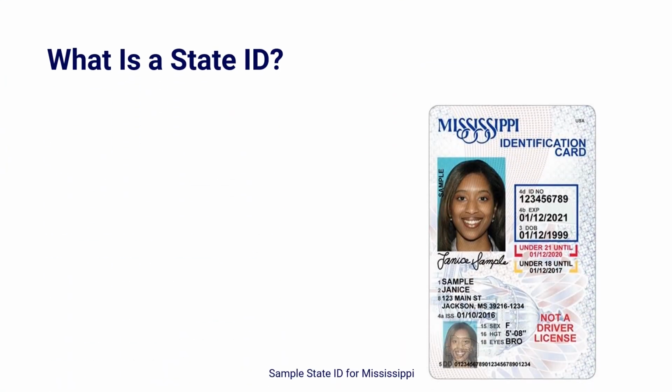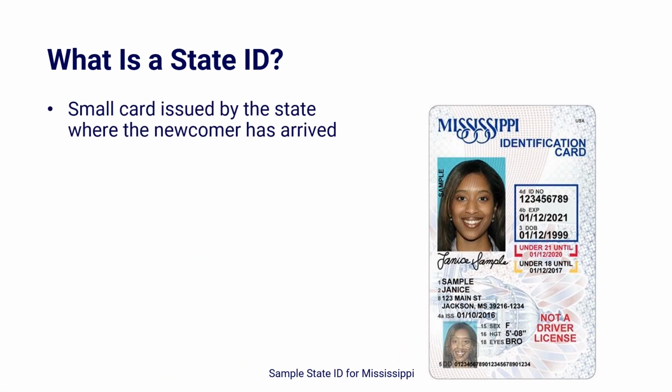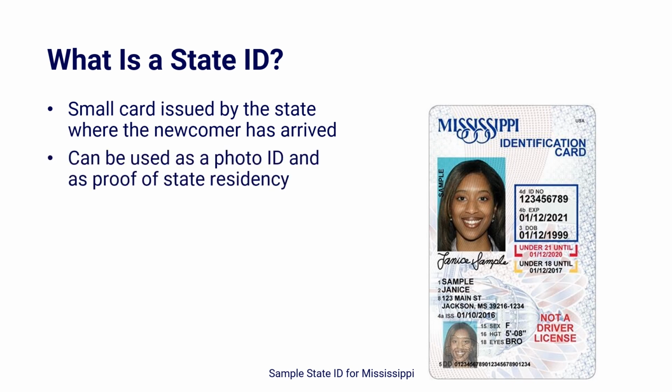State ID. A state ID is a small card issued by the specific state where a newcomer has arrived. This card contains identifying information about a person, including their picture. Because refugee newcomers may have to wait longer to receive their EAD, they may need a photo ID that can be issued more quickly. A state ID can serve both as photo identification and proof of residency in a particular state. This card is not a driver's license.